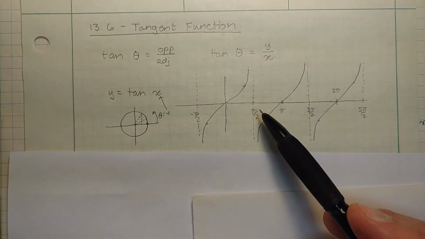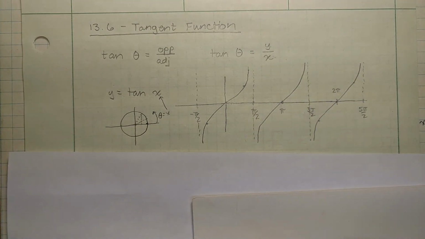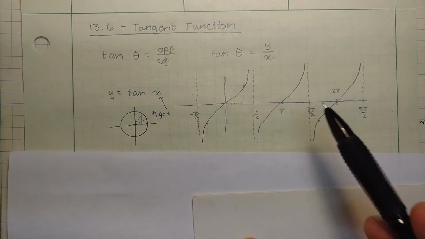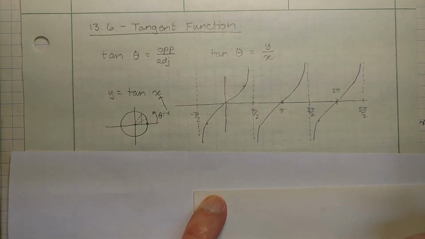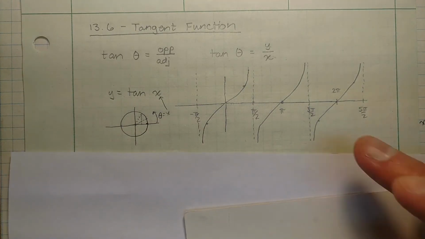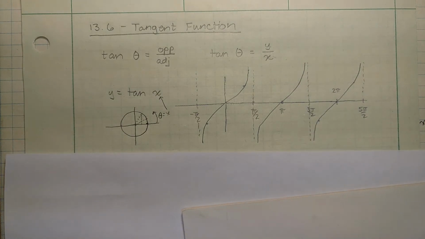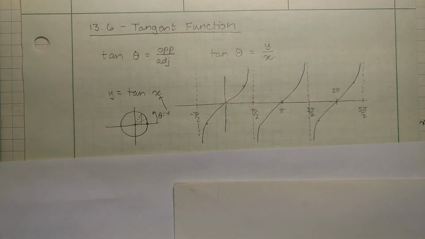Or we could think of it as going from pi over 2 to 3 pi over 2. So it makes its complete cycle in just pi. So it actually has a period of pi. It's a little bit different type of function. Okay, that's the graph. We'll talk a little bit more about what we're going to do with the graph later.